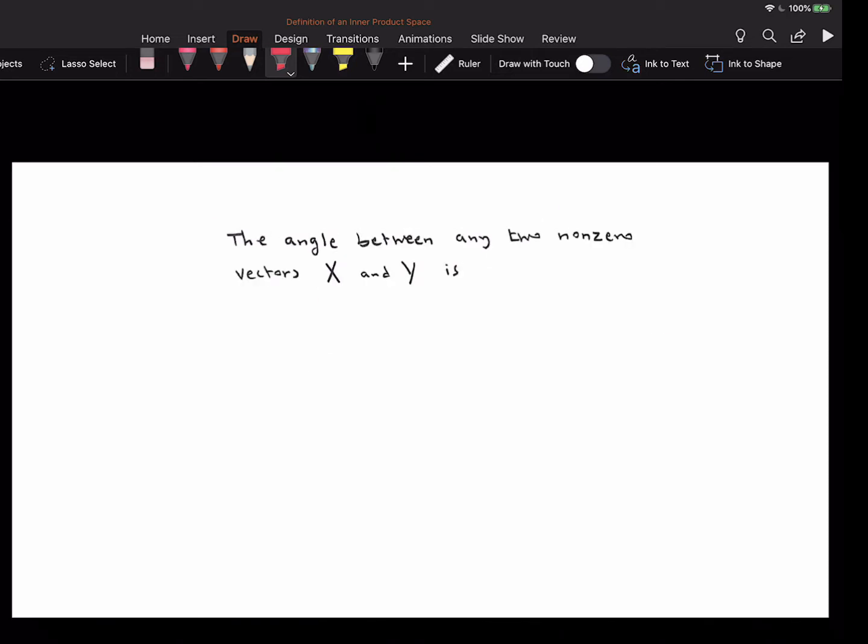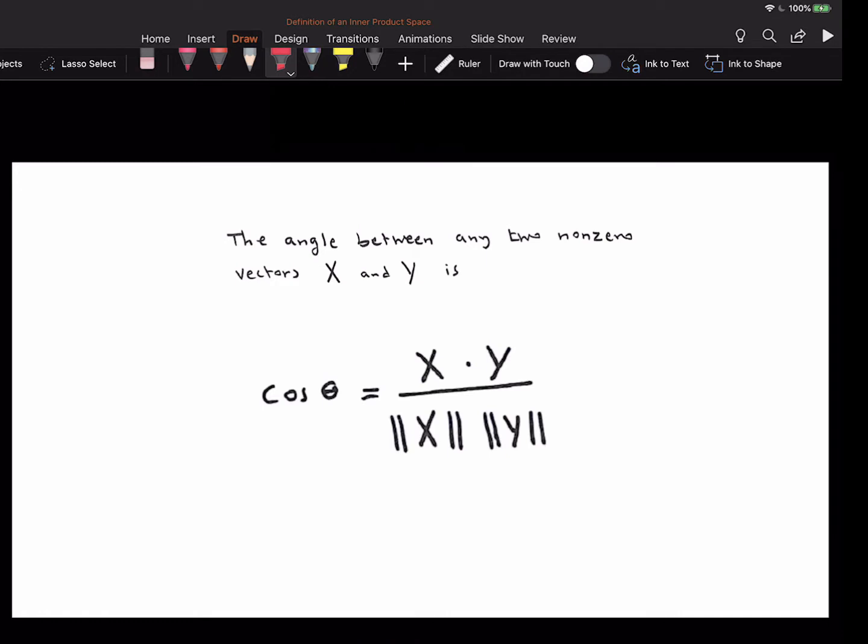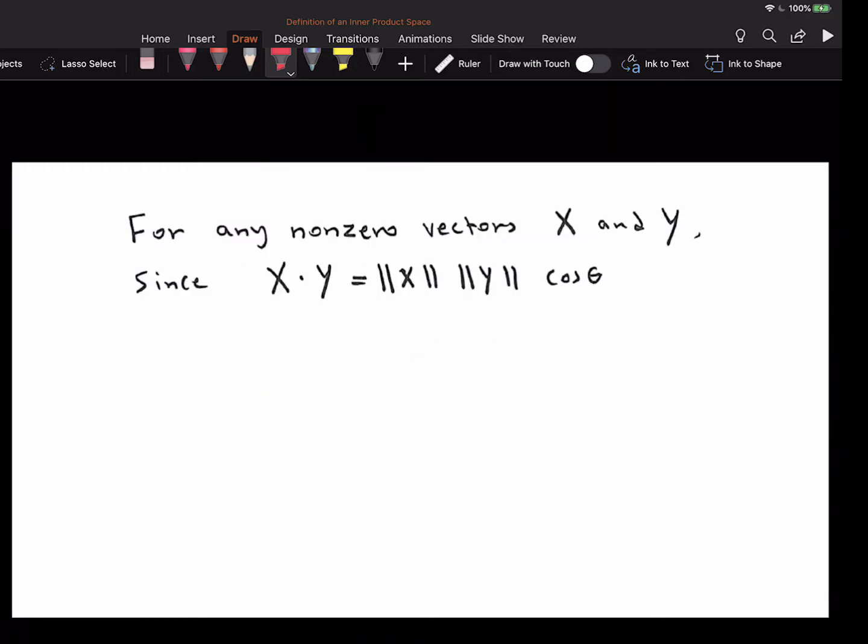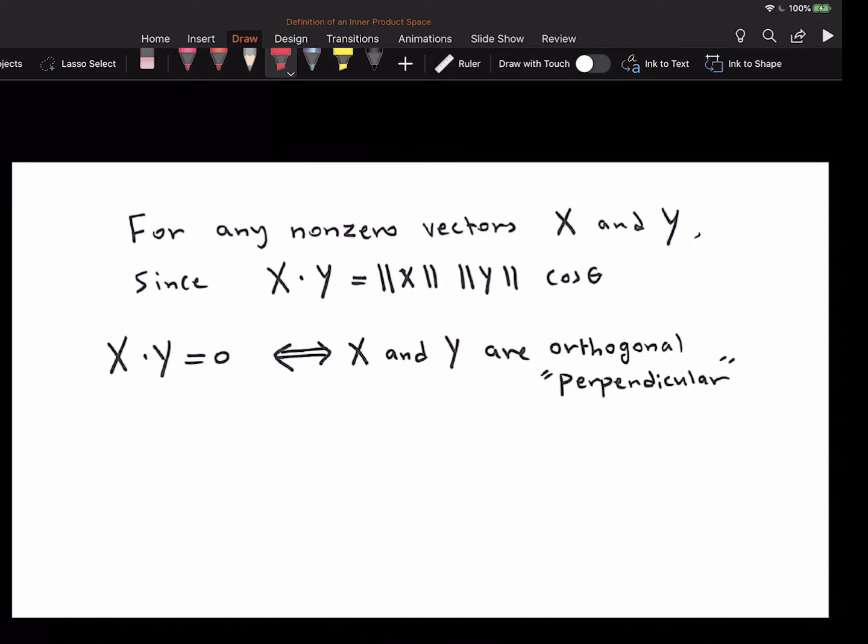The angle between any two non-zero vectors x and y is, after of course you solve for theta, taking cosine inverse to both sides, the inverse cosine of the dot product divided by the magnitude of x times the magnitude of y. For any non-zero vectors x and y, since x dot y equals the magnitude of x times the magnitude of y times cosine theta, we get the following. If the dot product equals 0, we say that x and y are orthogonal or perpendicular.